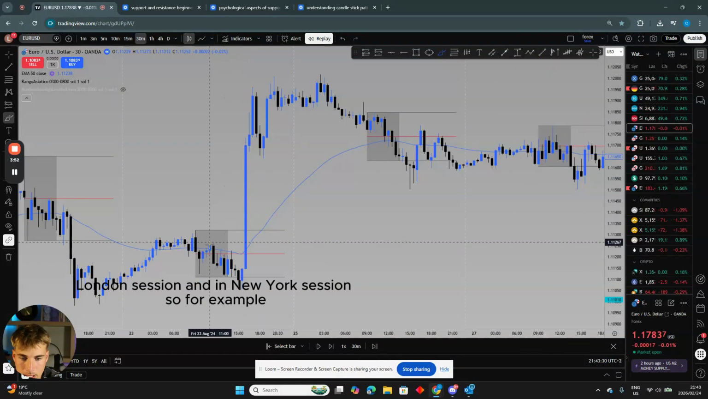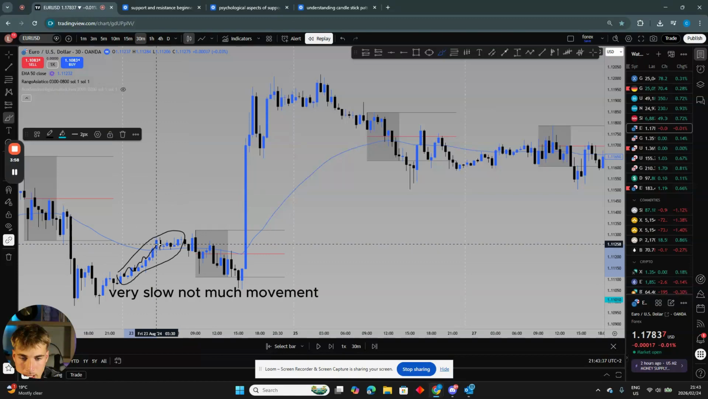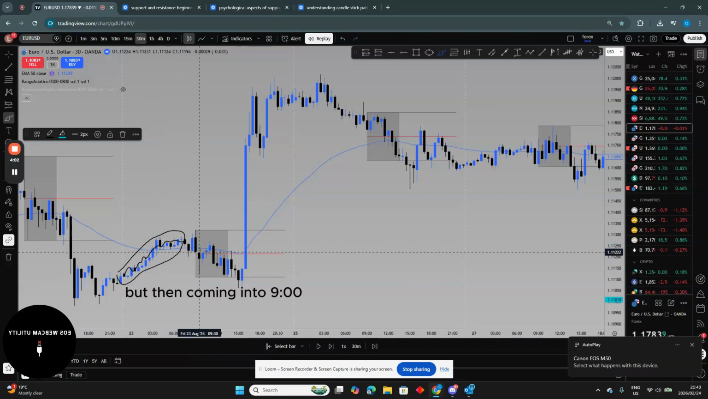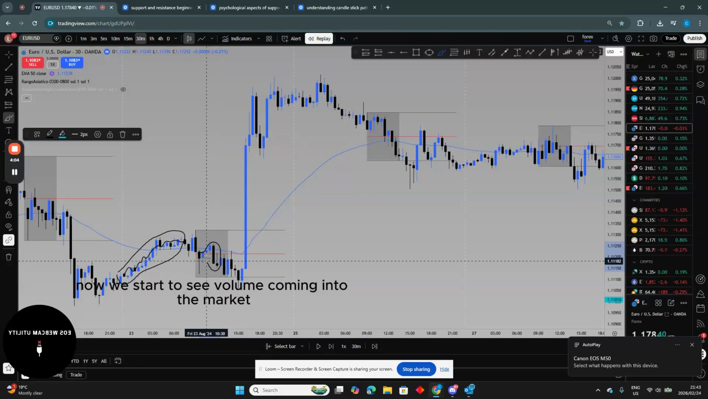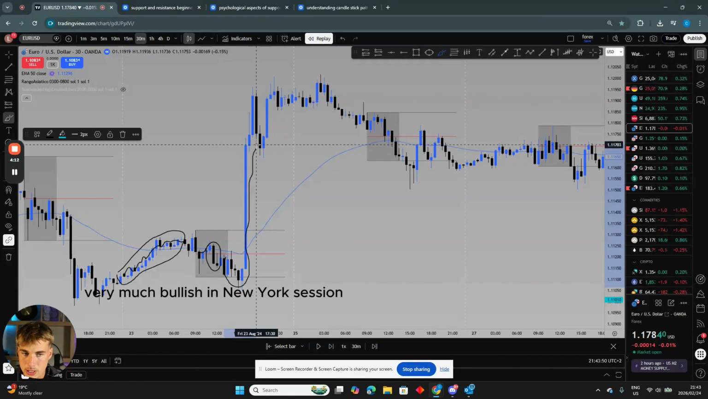Then we look at Euro USD, pretty much the exact same thing. It moves in Europe, London session, and in New York session. Here again, we have all this Asian session movement, very slow, not much movement. You're wasting your time if you're trading in this area. But then coming into 9 o'clock, there we go. Now we start to see volume coming into the market. Then again, we see price push very bullish in New York session.